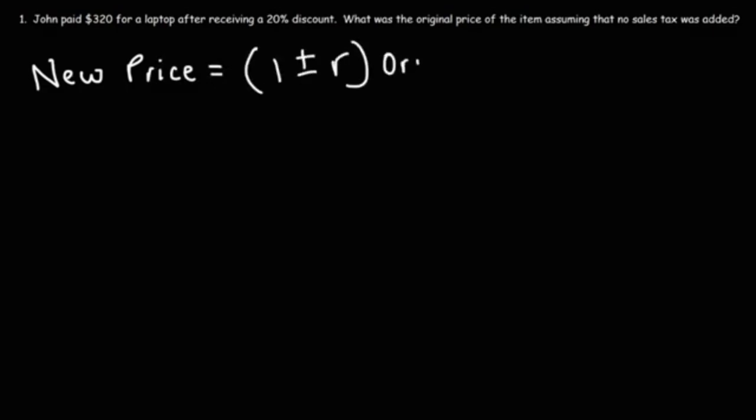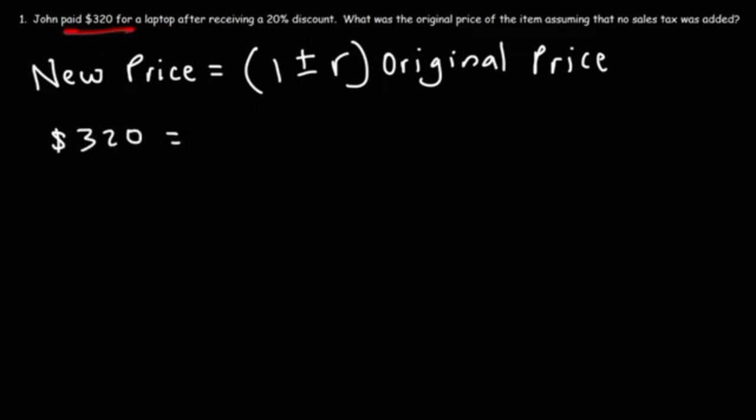So how can we figure this out? Well, there's a formula that can help you to get the answer quickly. So let me write it out real quick. The new price is equal to 1 plus or minus R times the original price. The new price, or the final price, is basically the final amount that John paid for the laptop after the discount. So that's going to be $320.